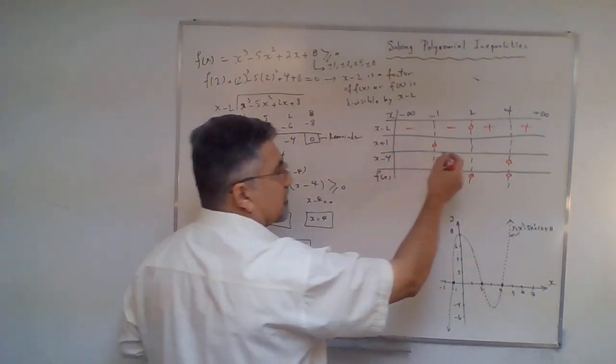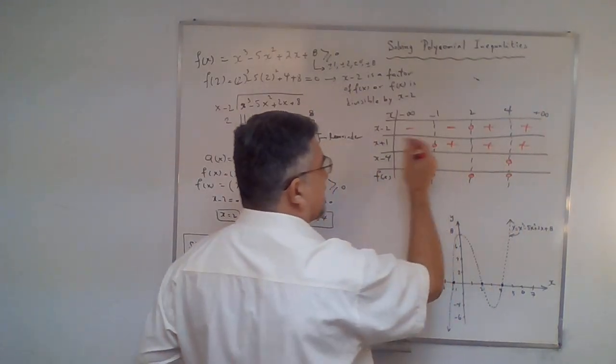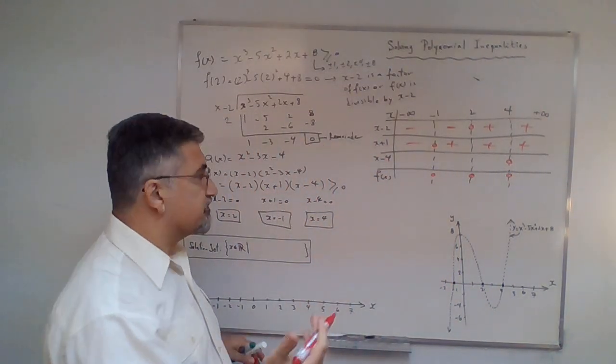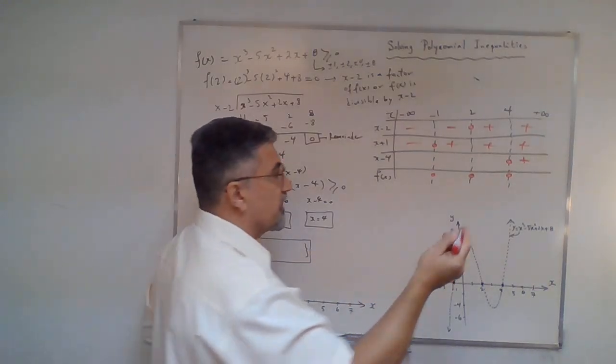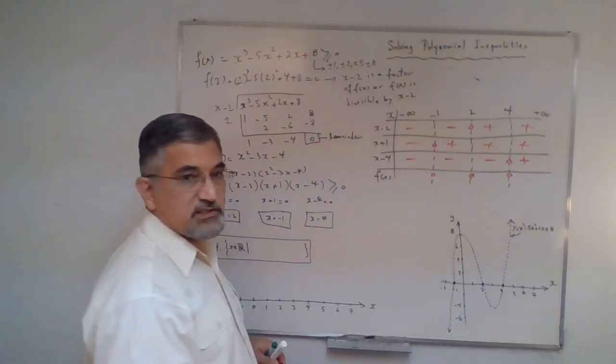Regarding x plus 1, we have positive on the right side, negative on the left side. Okay, for the same reason, x minus 4 is positive if x is greater than 4, obviously, and then it's negative if x is less than 4.